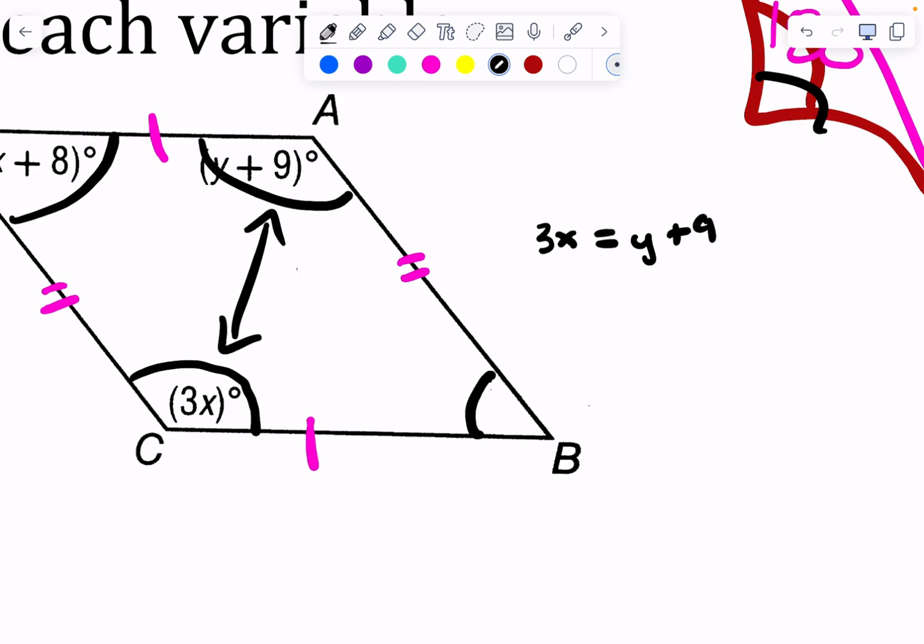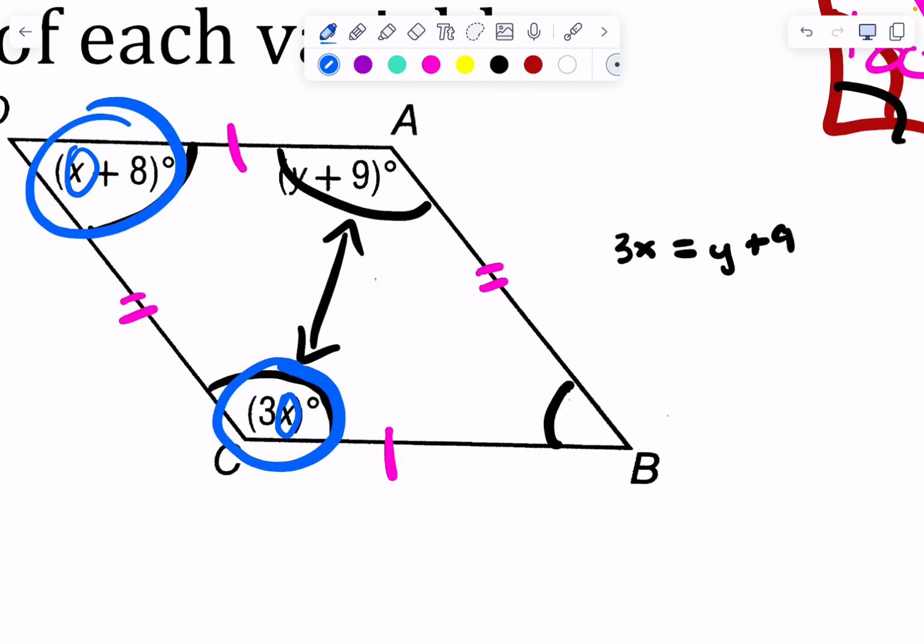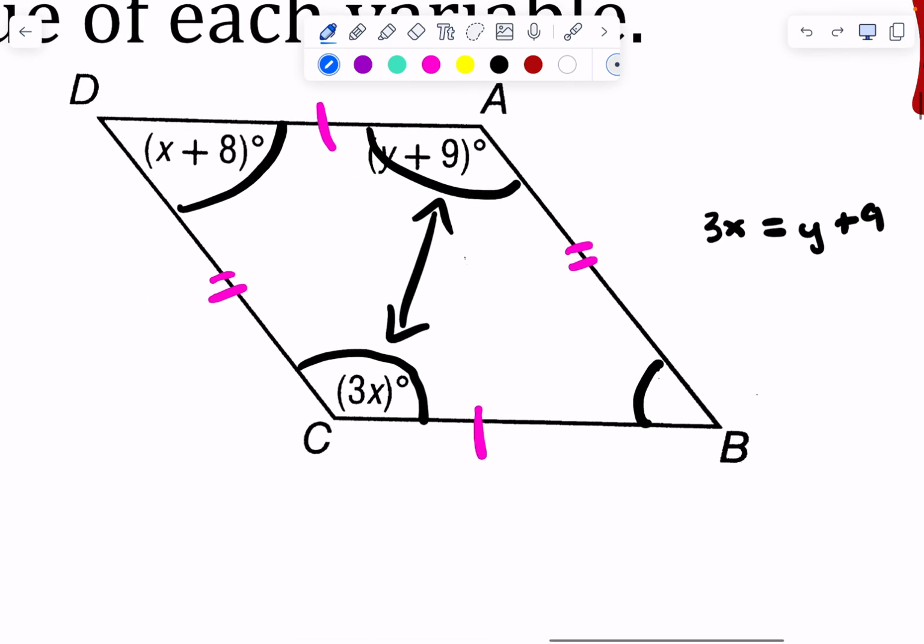Okay, so let me look at what I have. I have an x here and I have an x here. Do I know anything about this guy versus this guy if we compare those two? Are they equal to each other? No, this angle's way bigger than this one, right? That's not going to work. But do I know anything about those guys? Half or something? No. I don't know.